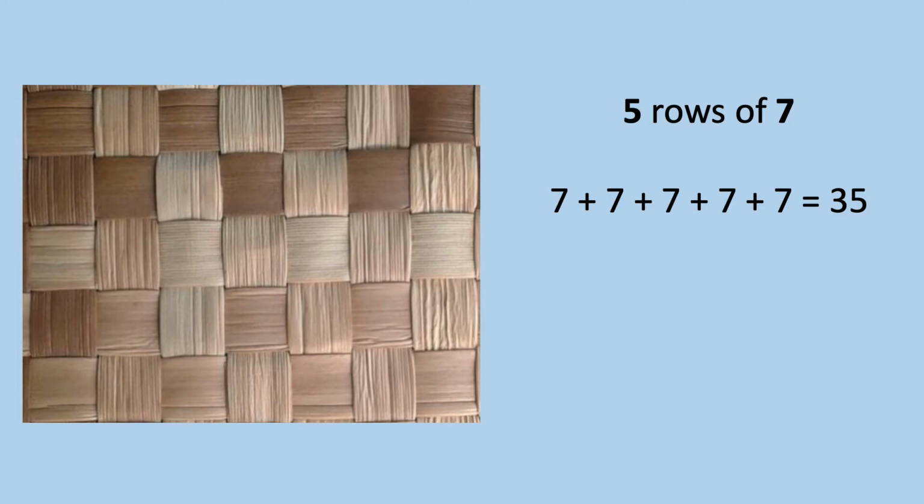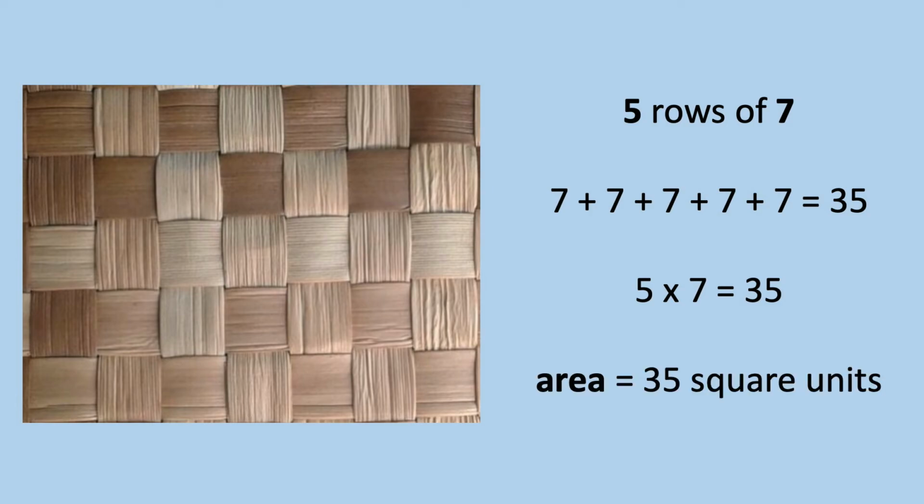We can also multiply to find the area. When we are multiplying, we are combining equal groups. Each row is 7, so we are combining 5 equal groups of 7. So we can say 5 times 7 equals 35. The area of this lauhala mat is 35 square units.